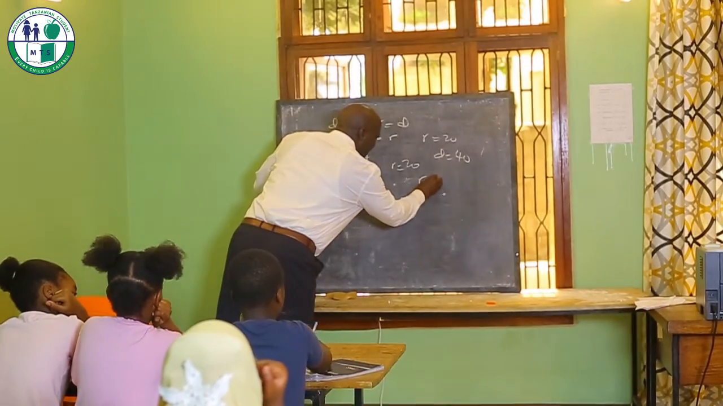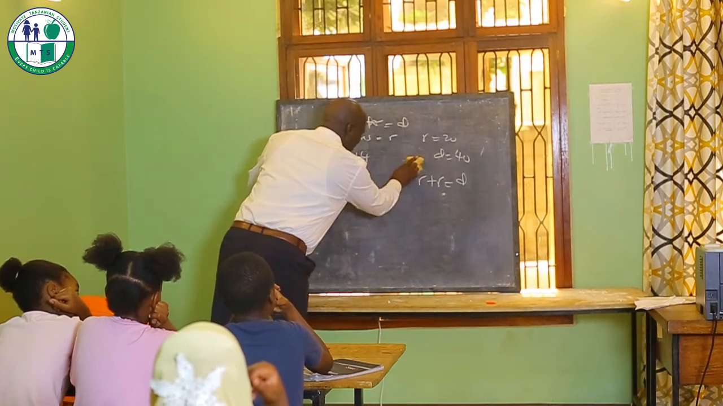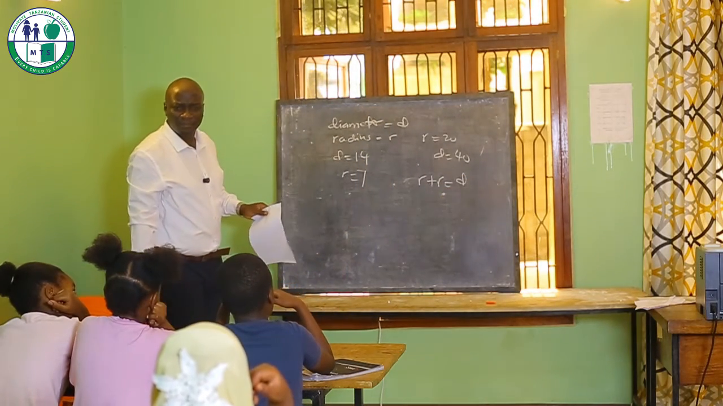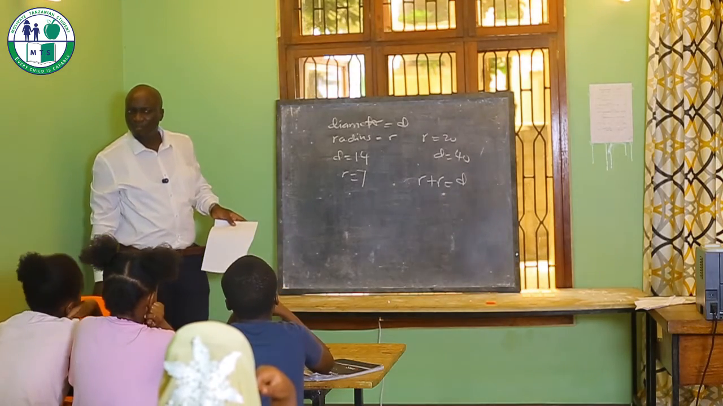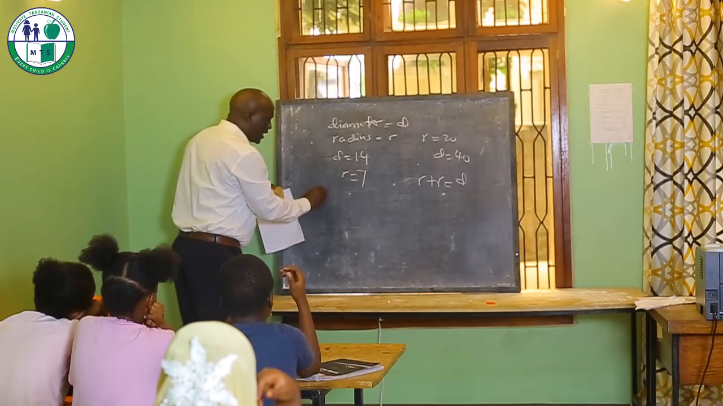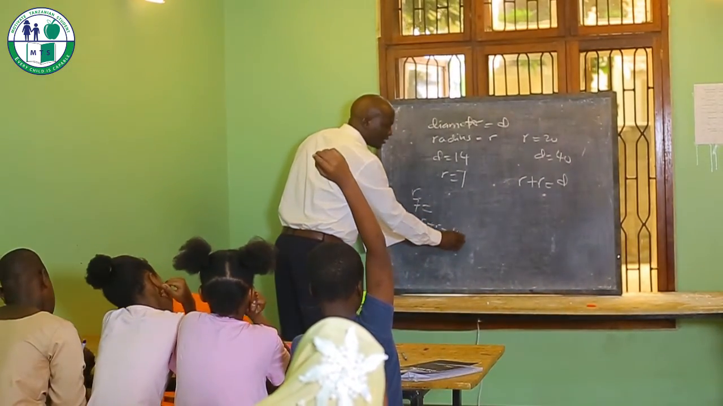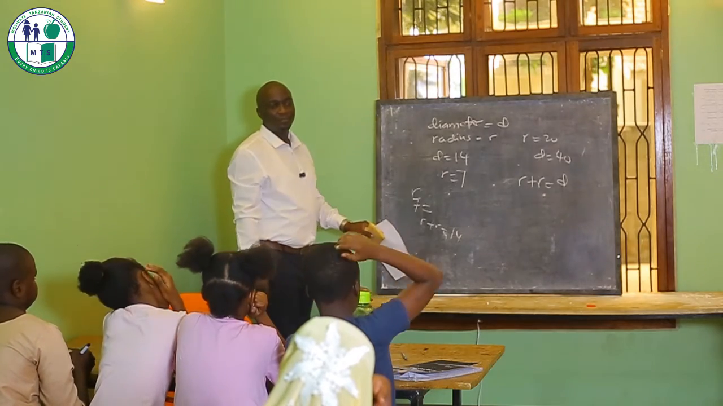So let me ask, people are thinking now. Somebody told me R plus R is equal to D. Is he right or not? Wrong or right? Right. Sure? Yes. So if R is 7, diameter I take is R plus R, I get 14, isn't it? Yes. All right.